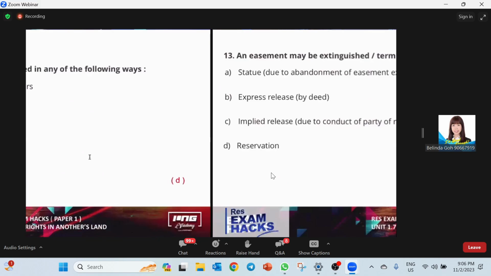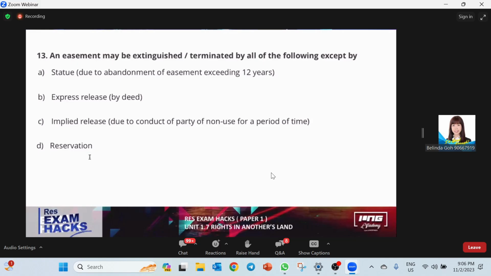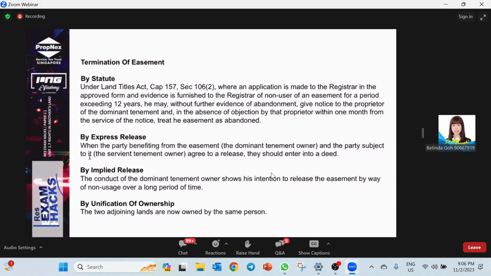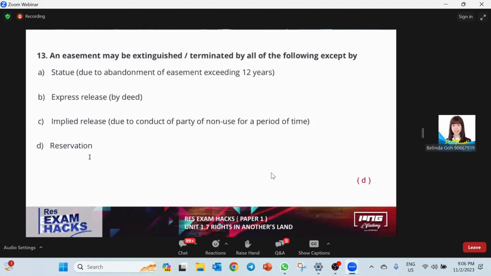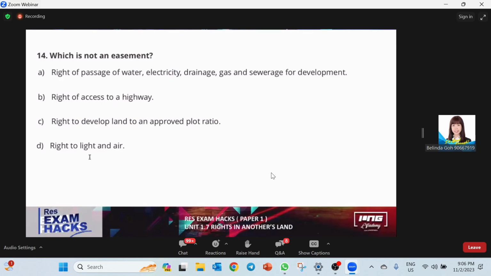Right, question 13, another easement question. An easement may be extinguished or terminated by the following. Now this one, everybody should find very easy. See who else is not replying the right answer. Okay, no, not all answers are D. Okay, so this is the same notes. Okay, the answer is, except reservation.